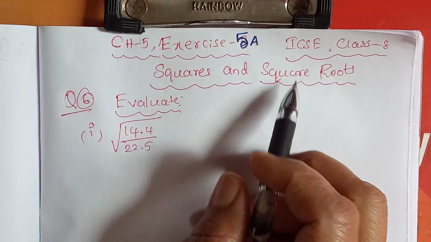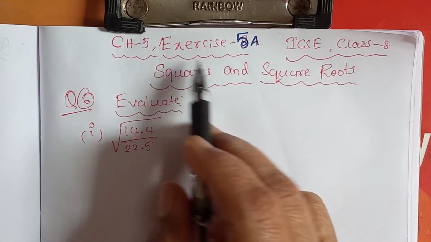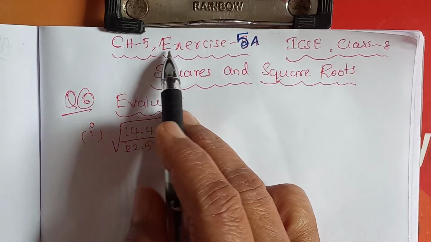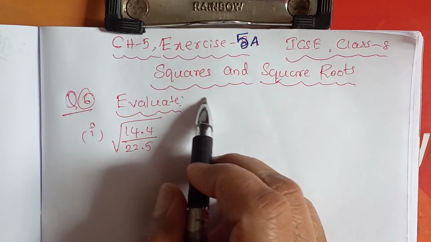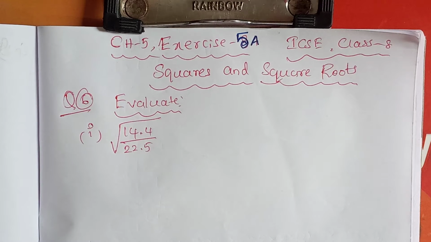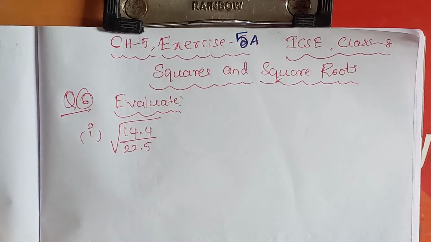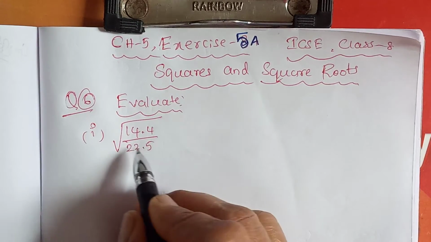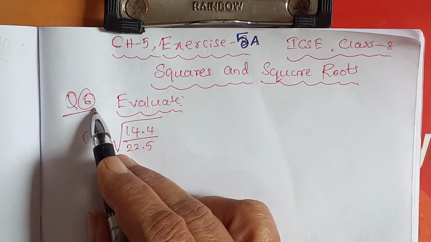This is class 8 ICSE syllabus, chapter number 5, exercise 5A, the squares and square roots chapter. So this is question number 6. In the previous video, we completed up to 5 questions. Now in this video, we will complete a few more sums. This is question number 1 from the 6th bit.